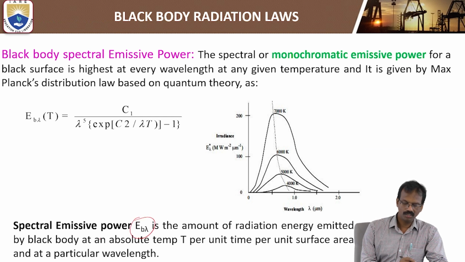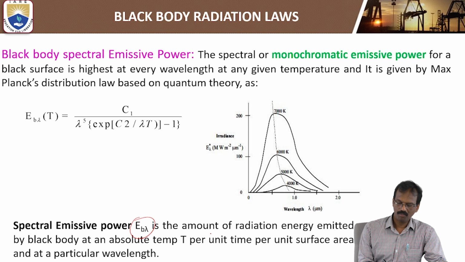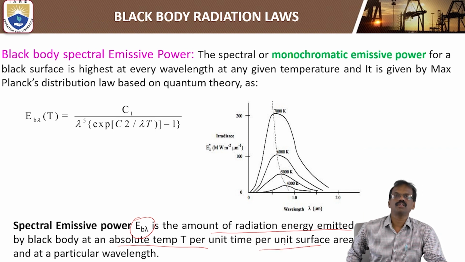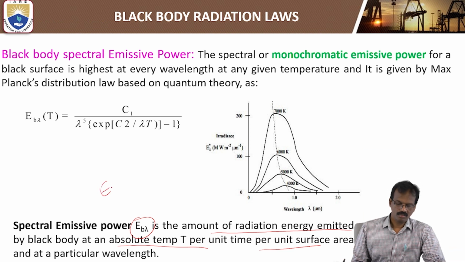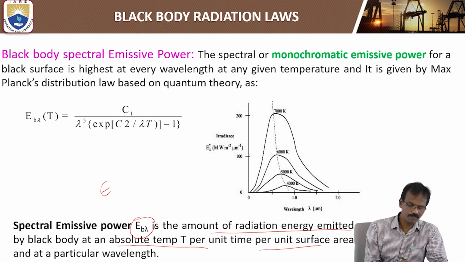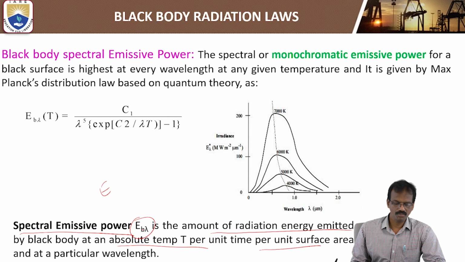Next, black body spectral emissive power. Spectral emissive power EB lambda is the amount of radiation energy emitted by a black body at absolute temperature per unit surface area at a particular wavelength. So that is called spectral emissive power. The overall emissive power can be derived from the Stefan-Boltzmann law. This one is the spectral emissive power, which is obtained with the help of Wien's law.